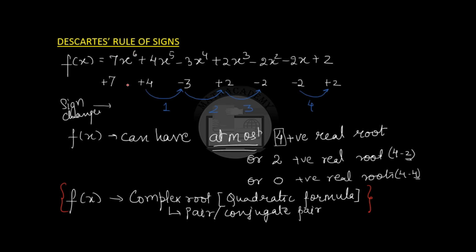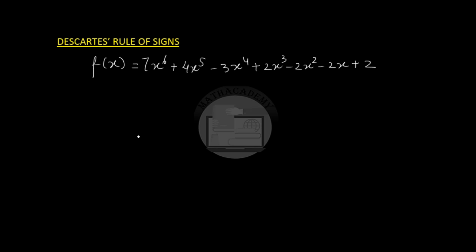Now how do we find how many negative real roots can be there? So what was our f of x? 7x to the power 6 plus 4x to the power 5 minus 3x to the power 4 plus 2x cube minus 2x square minus 2x and a plus 2. This is our function. We have found the possible number of positive real roots for this function. Now to find the negative real roots, what you have to do is first find f of negative x.